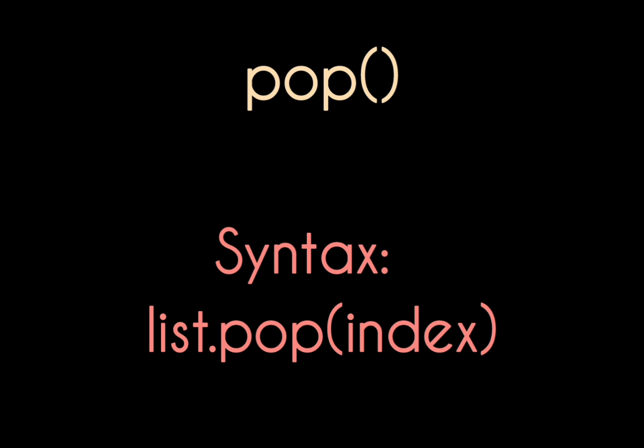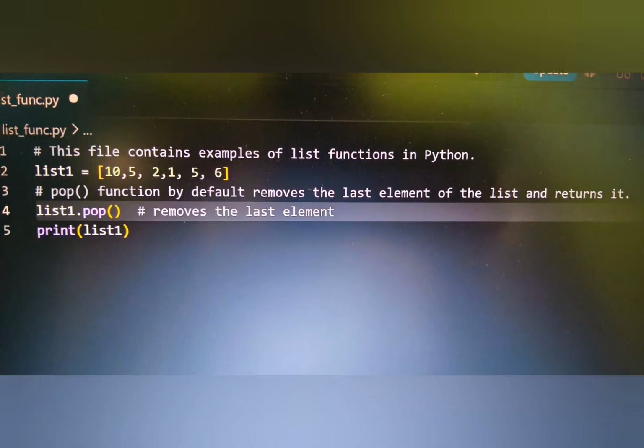So the first example I am taking here, I have taken the list which contains elements 10, 5, 2, 1, 5, 6, and here I have written print list 1 dot pop. So if you will not give any value inside the parenthesis of the pop function, then it will by default remove the last element of the list.